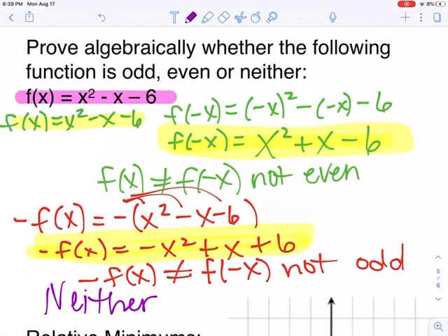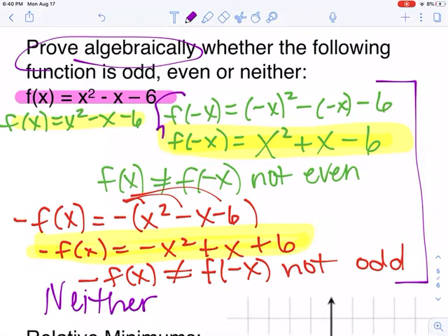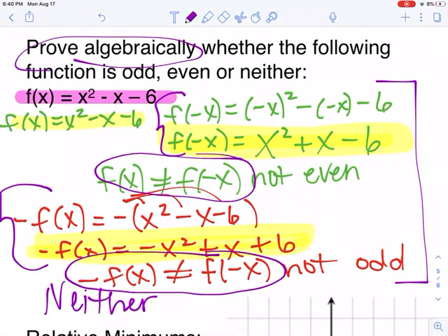Now, some of you might have been able to think about that graph and know right away it was going to be neither. But when I ask you to prove it algebraically, I need to see all of this work. There is nothing that I have up here that I would be okay with you leaving out. Okay? I want to see the work for f of negative x, and then I want you to compare f of x and f of negative x. Then I want to see the work for negative f of x, and then I want to see you compare the negative f of x and f of negative x. Okay.